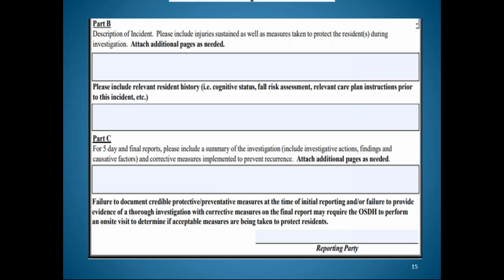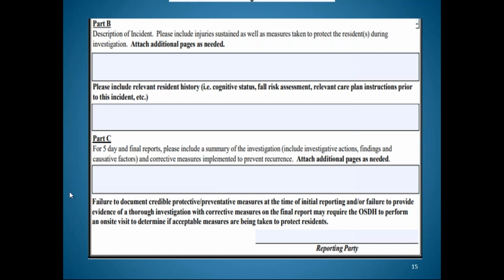Part C is where you're going to put any of your follow-ups or your final reports, and this is going to include a summary of your investigation. What did you do? Who did you observe? Who did you interview? What were your findings? What do you think caused it? And any corrective measures implemented to prevent reoccurrence.